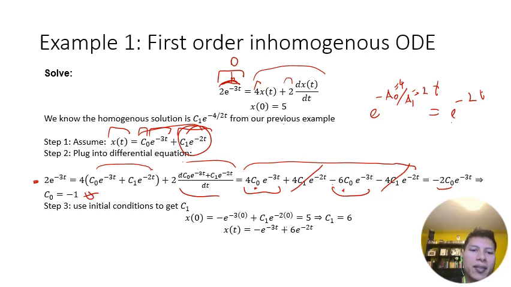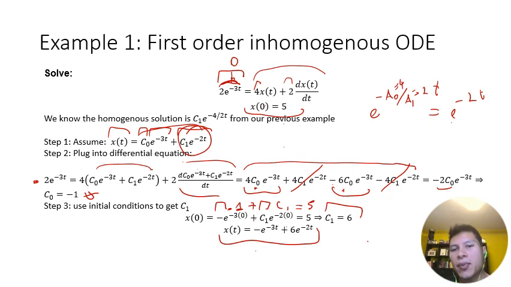Okay, we know c0, so we can plug it in. And now we can use our initial condition to figure out c1. So in this case, this is negative 1 at time equals 0. And then we have that this is c1, so negative 1 plus c1 has to be equal to 5. So that gives us that c1 is 6. So our final solution will be this.